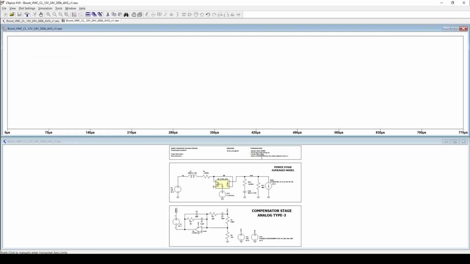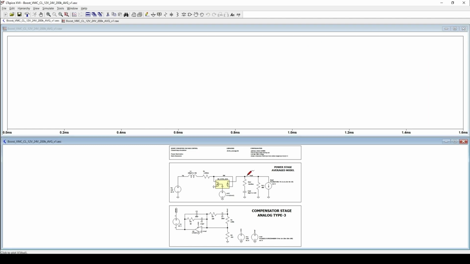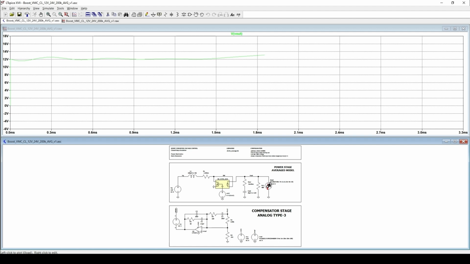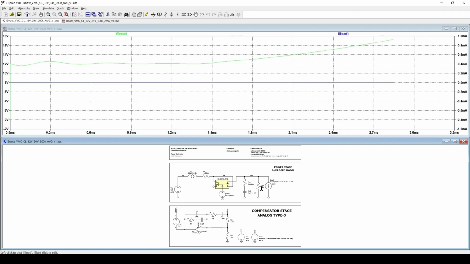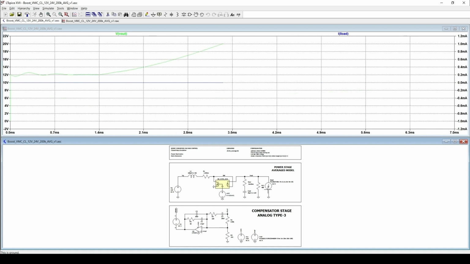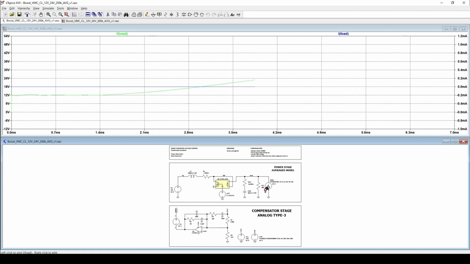Duration of this simulation is 12 milliseconds. We will observe the output voltage, and then we will observe as well the load current. Here I apply a load step of 50 milliamps, and we will observe the output voltage. Now the simulation takes some time, and we will wait until the simulation is finished.